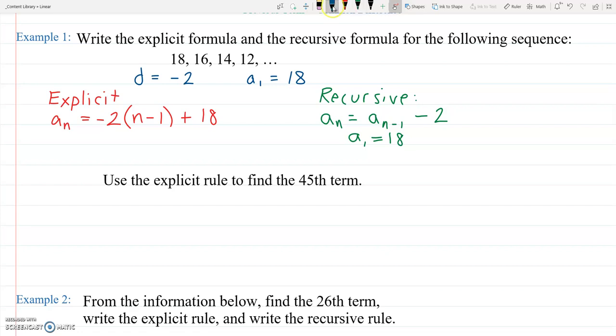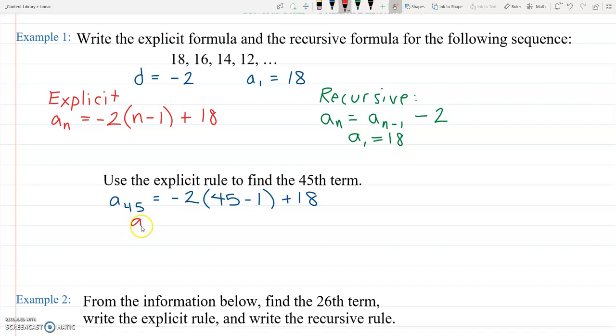Here is how this works. I am going to do A sub 45. That's the 45th term. Equals -2 times, n is talking about which term we're talking about, so I'm plugging in 45. It's always got -1, and then in this case I'm doing plus 18. Now if I simplify this out, it will tell me what the 45th term is, which is way better than writing out 45 terms in a row to see what it is.